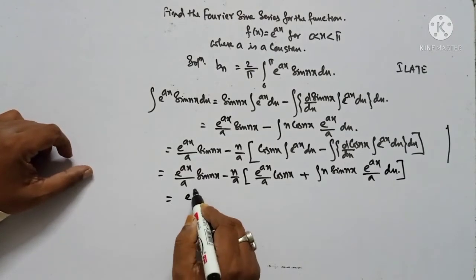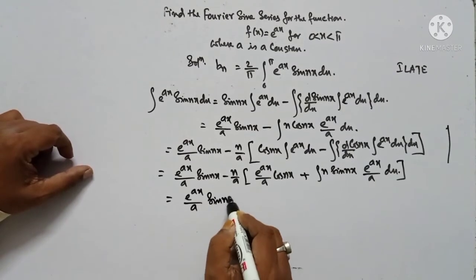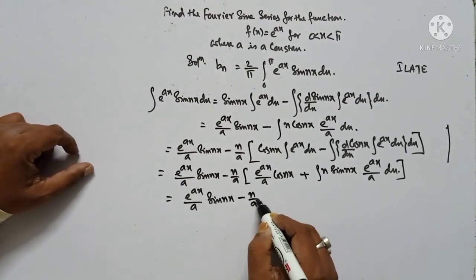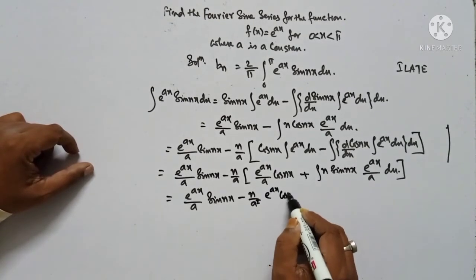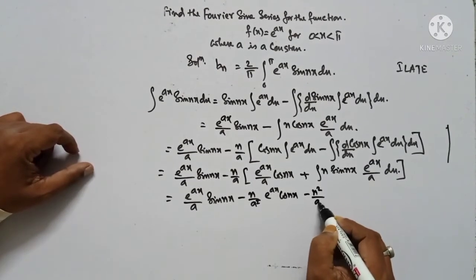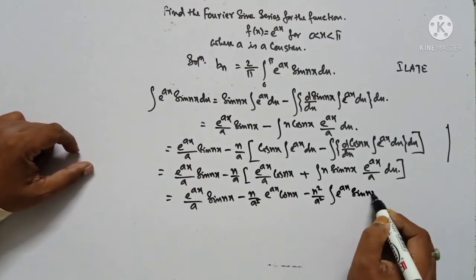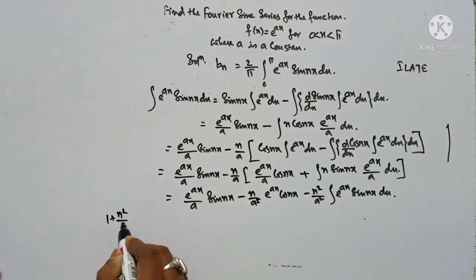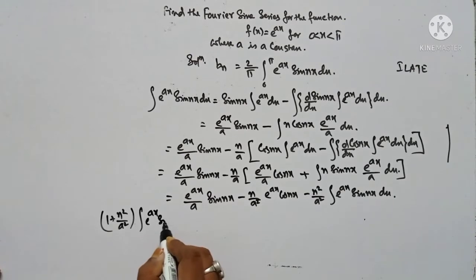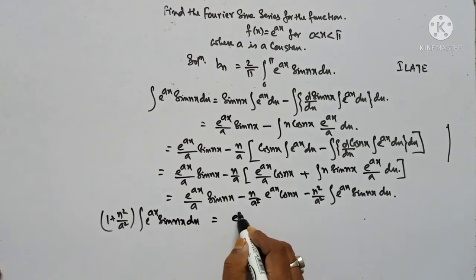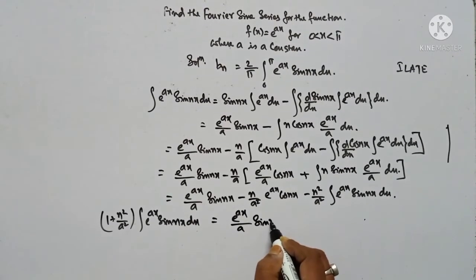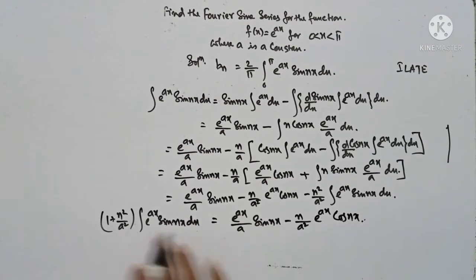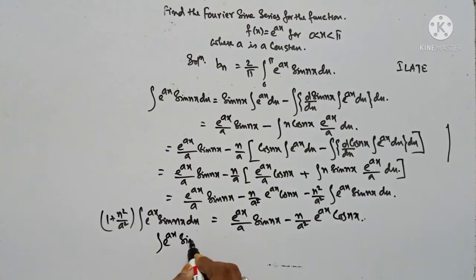So now this will be e to the power of ax by a sine nx, minus n by a square e to the power of ax cos nx, minus n square by a square integral of e to the power of ax sine nx dx. So I will bring this to the other side, so this plus this will be 1 plus n square by a square times the integral of e to the power of ax sine nx dx, which equals e to the power of ax by a sine nx minus n by a square e to the power of ax cos nx.